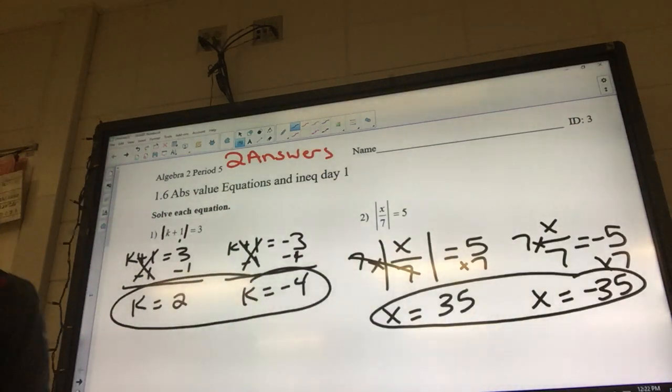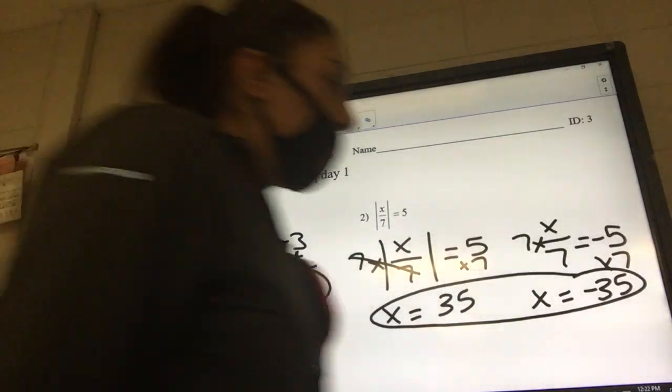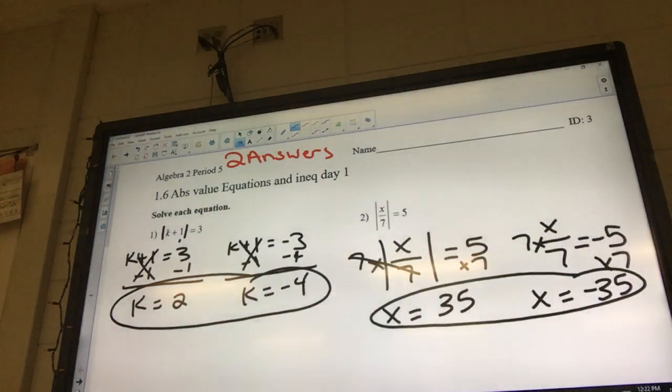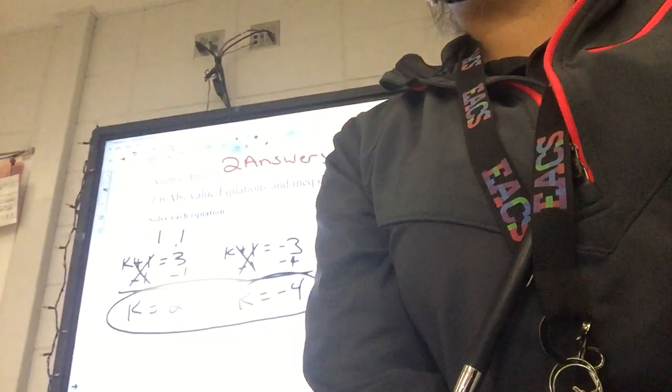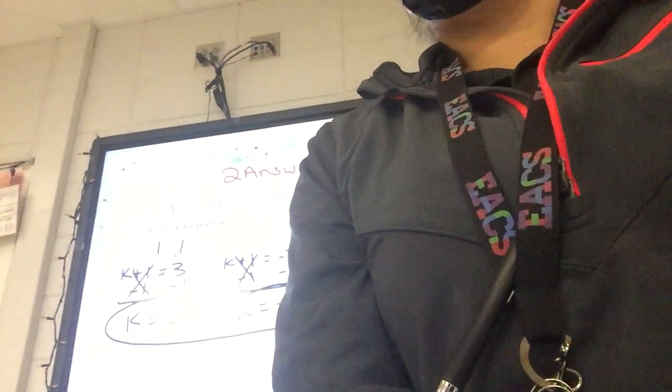Okay, how many answers should you have on all of these? 2. 2. Yeah. That's what I was saying. The first page is really easy, but don't go too far, well, there's other rules as the further we go.